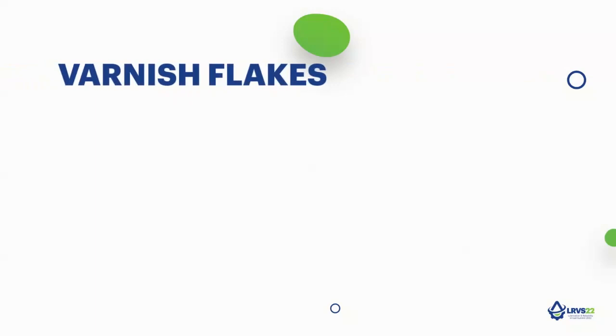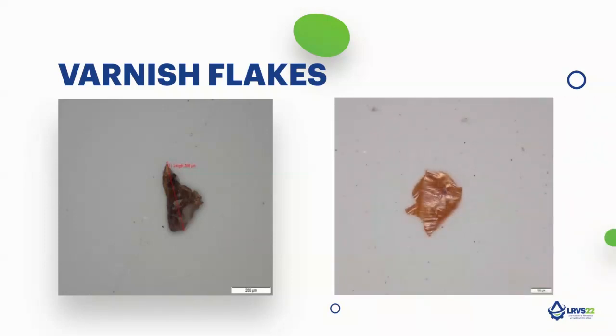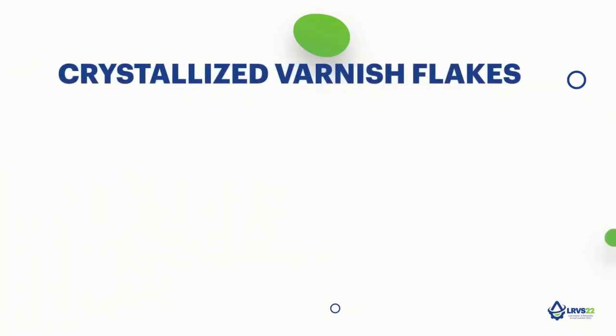Here are some different images of varnish flakes that would typically break off once they have been baked onto the surfaces. The image on the left is a varnish flake that's been exposed to high temperature and has changed color over time. And the image on the right is the beginning stages of what varnish will look like and then begin to harden. Here we have some crystallized varnish flakes.